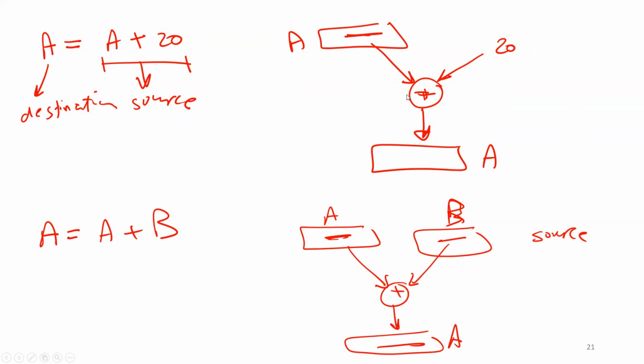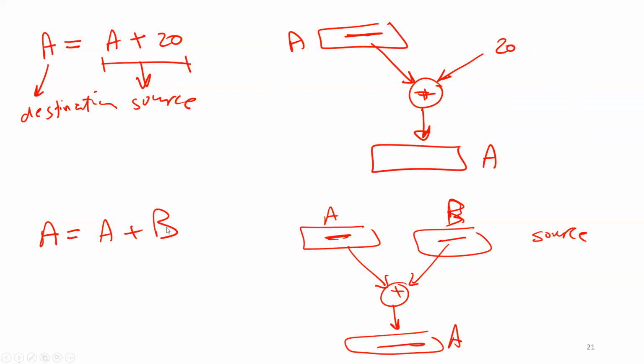So I have two sources. One source is a register. The other source is an immediate value. Immediate value is fixed at number 20. You understand what I'm saying? So that's what we call immediate value. And then I want to store the result in here. That's okay.